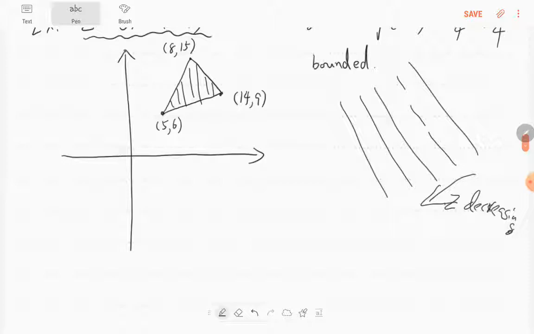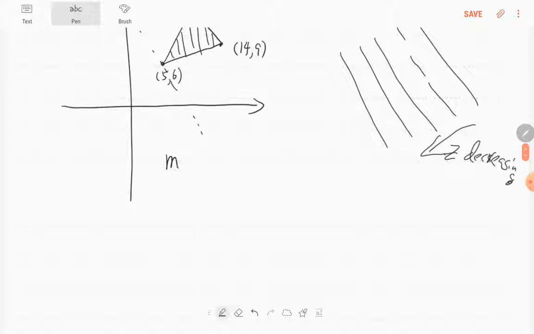So from the previous example, we know that it only happens at the corner, so we just need to test the corner values. You can imagine that this point will give you the smallest z value. The other two points, maybe one of them will give you the maximum value of z, but we don't know. The minimum value of z and the maximum value of z for this bounded region always exist.